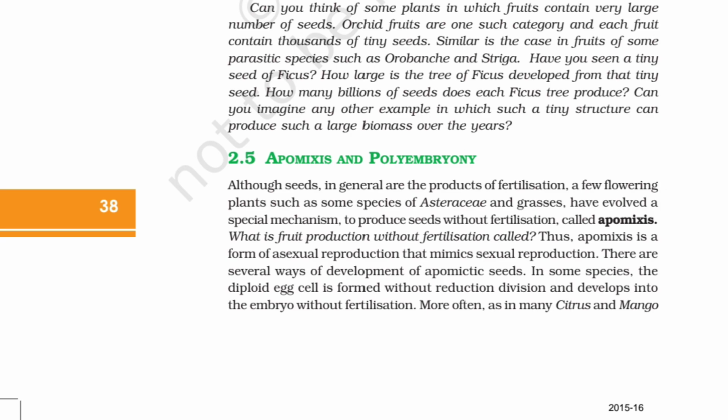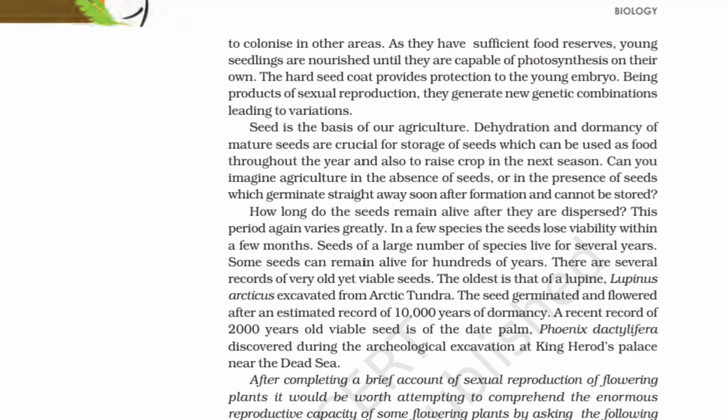There are several ways of development of apomictic seeds. In some species, the diploid egg cell is formed without reduction division and develops into the embryo without fertilization. More often, as in many citrus and mango varieties, some of the nucellar cells surrounding the embryo sac start dividing, protrude into the embryo sac, and develop into the embryos. In such species, each ovule contains many embryos. Occurrence of more than one embryo in a seed is referred to as polyembryony.